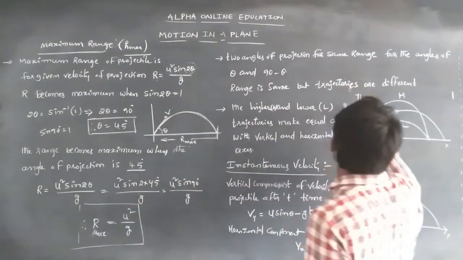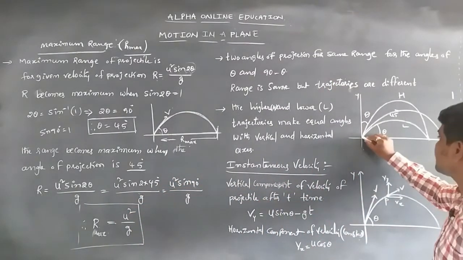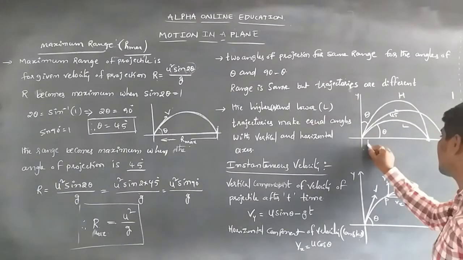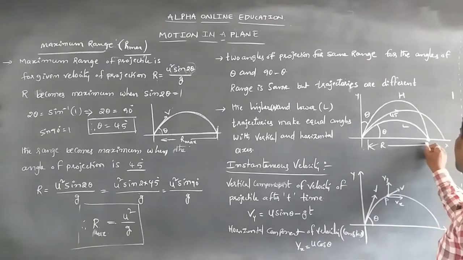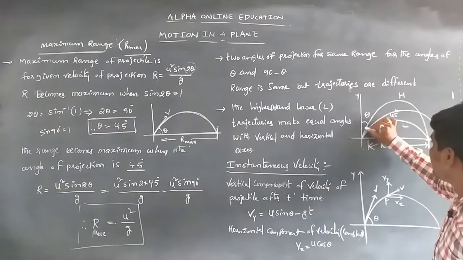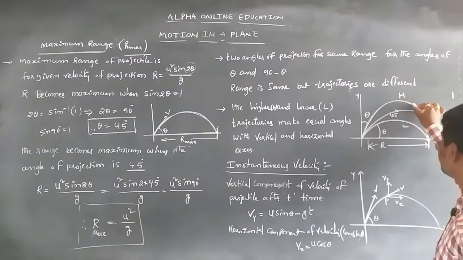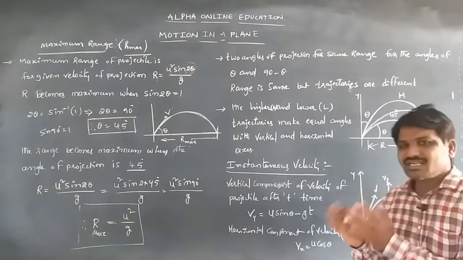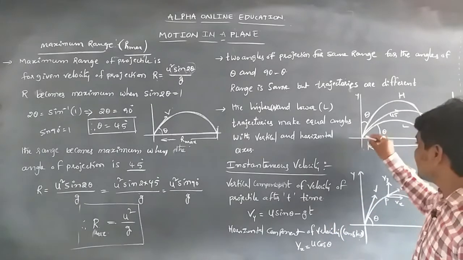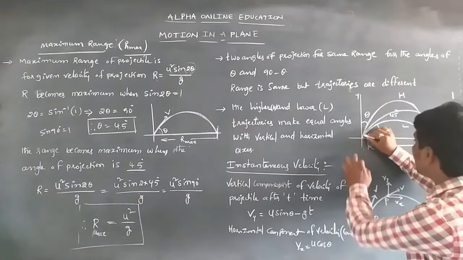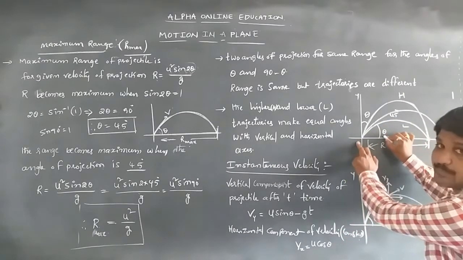Same range means a body is projected with an angle of theta and reaches some distance, that is a range R. And another body is also projected with another angle and reaches the same point. What is the difference between them? This is the higher angle and this is the lower angle. The lower angle will be theta.